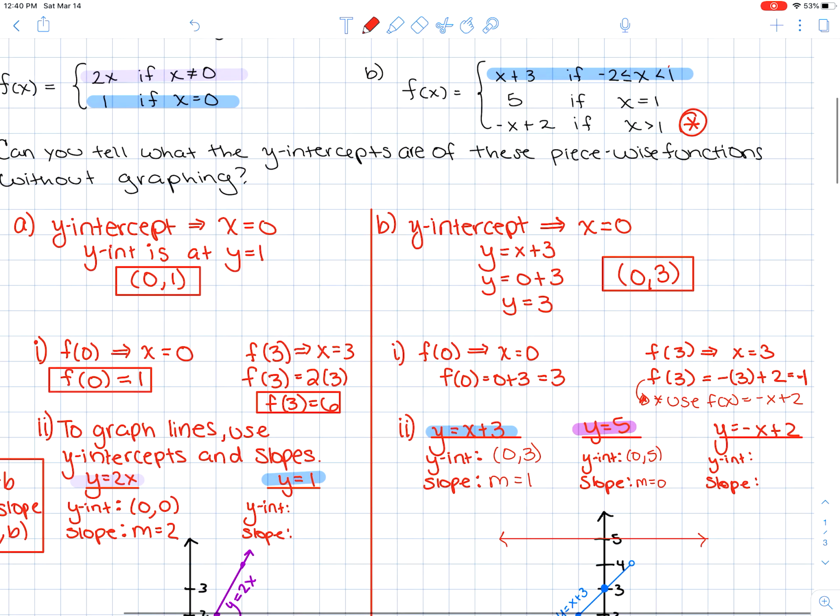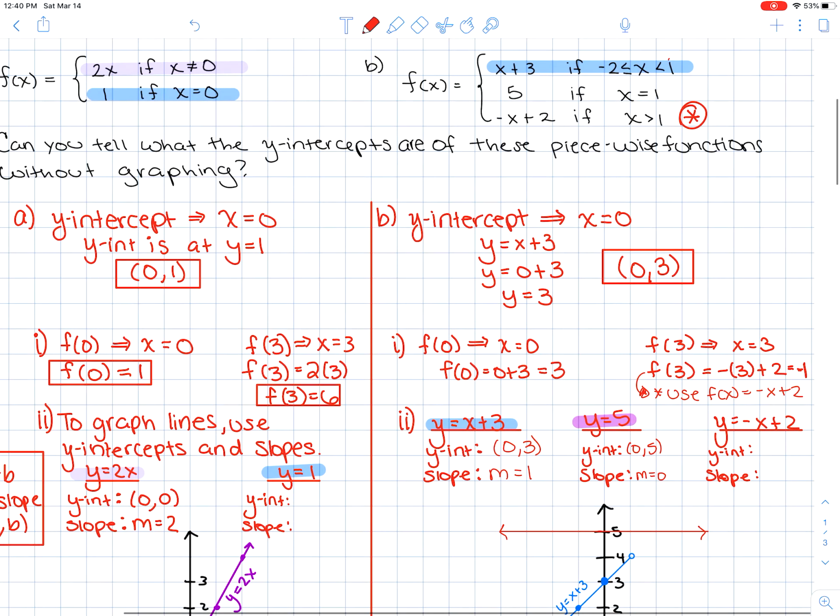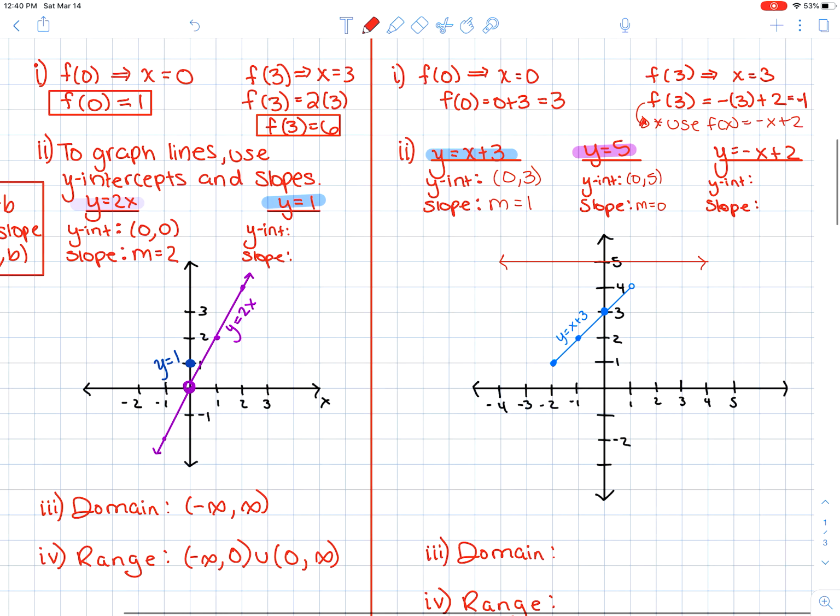And I have to look at my domain. I already forgot what it was. So y equals 5 is only defined for x equals 1. So we're actually going to get rid of the entire graph, and it's only defined there at x equals 1. So it's just a point.